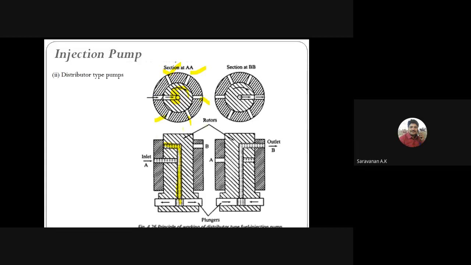In these 5 outlets, what will happen? For example, here the inlet port will be connected through the center rotor. This part is a rotating one. Where the opening is there, the fuel supply goes there. Here you can see the fuel supply goes in this direction. This type of fuel injection pump is called the distributor type pump, the distributor fuel pump.